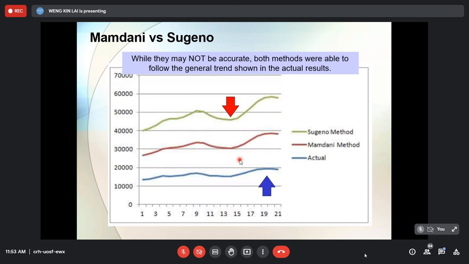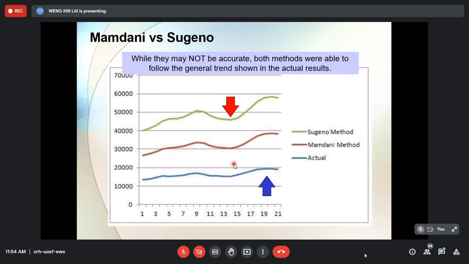But how can you convince the reader that your work actually has some value? Even though the Mamdani and the Sugeno are far away from the actual answers, these two methods are at least able to follow the trend. They're not just a straight line. They're able to accurately model the actual ups and downs, the changes in your actual value. So we can do that in your FYP to show people that the work is actually useful and not inaccurate.